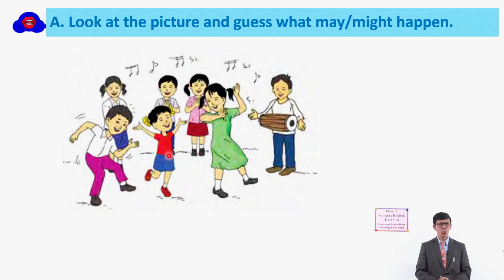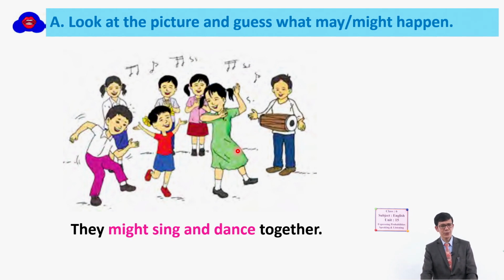Let's see. What are they doing there? You can see they are playing music there in the background. And what are they doing? Right. They are singing and dancing in their groups together. So, what can you say there? What may or might happen there? Good. You guessed it correctly. As you guessed, they might sing and dance together, right?